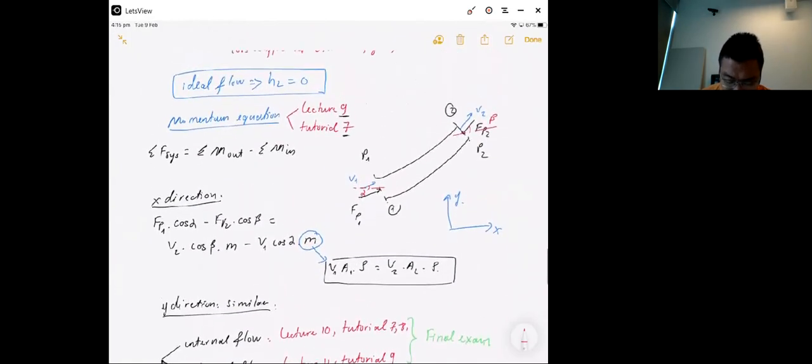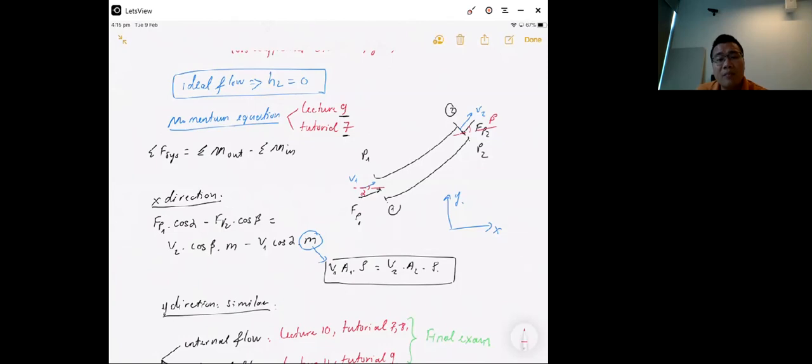Momentum equation you can find in lecture 9 and tutorial 7. The momentum equation shows that sum of forces on the system equals sum of momentum out minus sum of momentum in. An example about the momentum equation in each direction you can see on the screen.